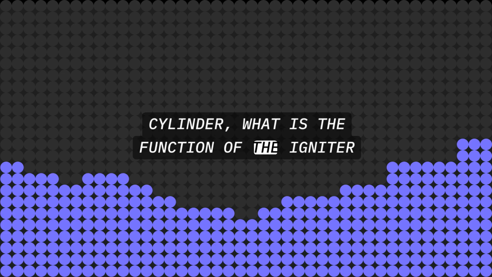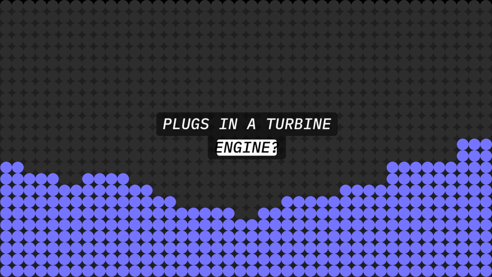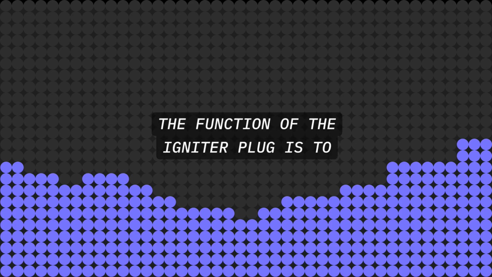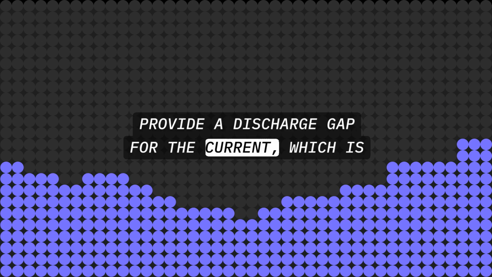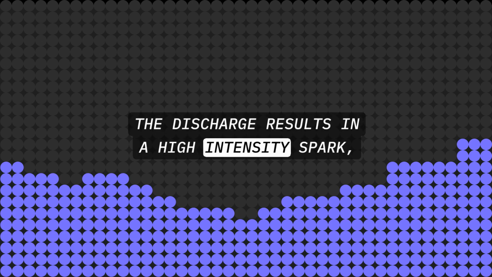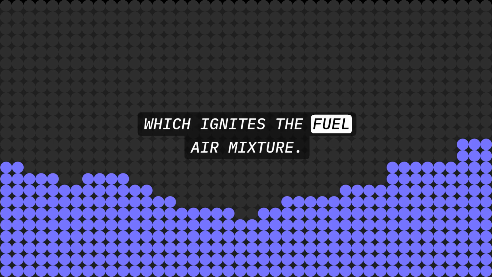What is the function of the igniter plugs in a turbine engine? The function of the igniter plug is to provide a discharge gap for the current, which is stored in the capacitor. The discharge results in a high-intensity spark, which ignites the fuel-air mixture.